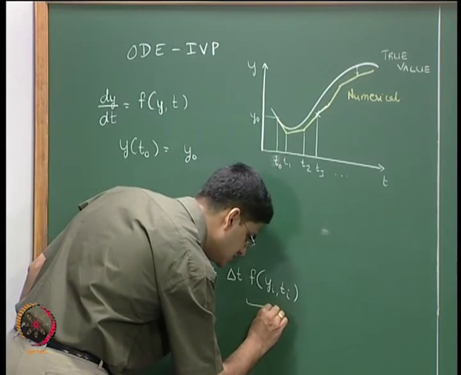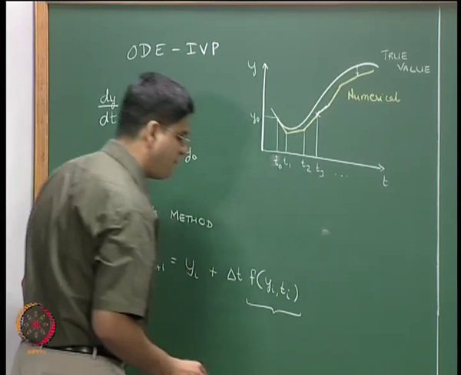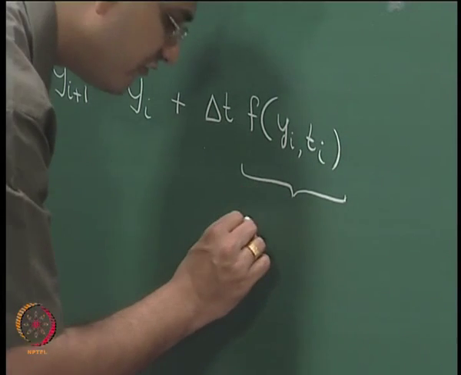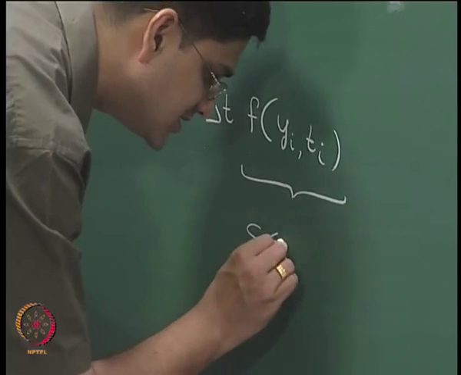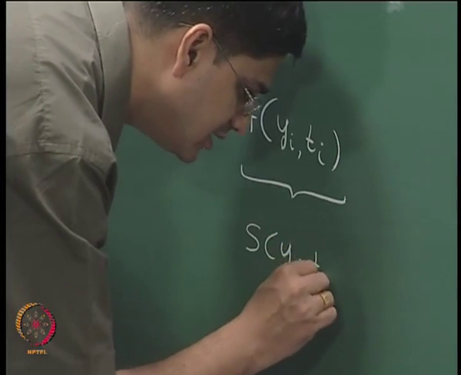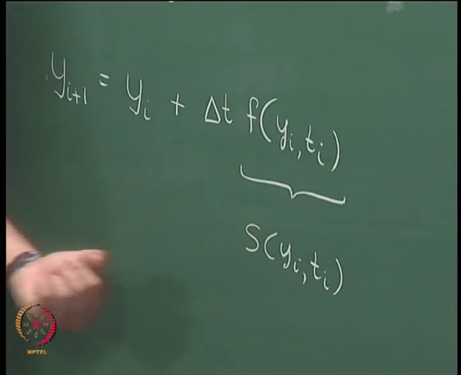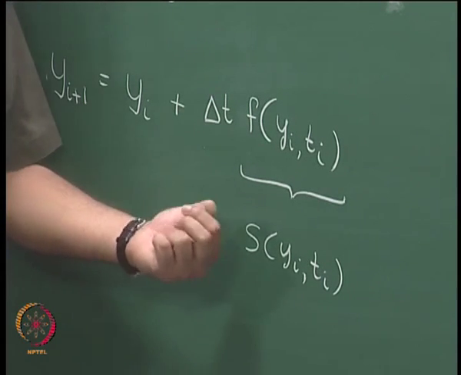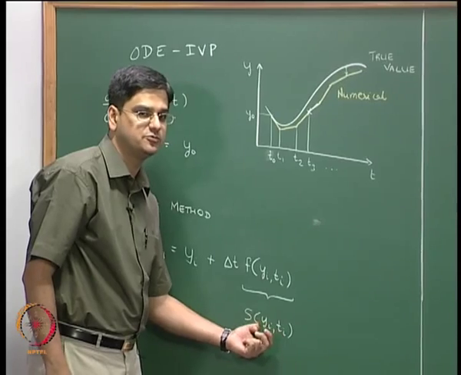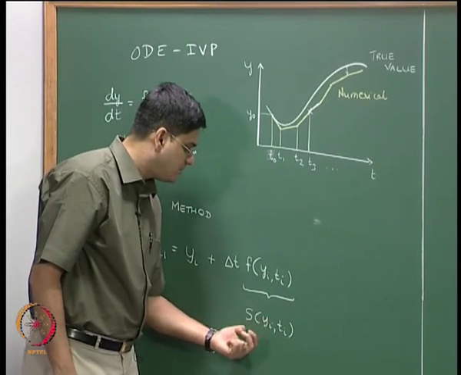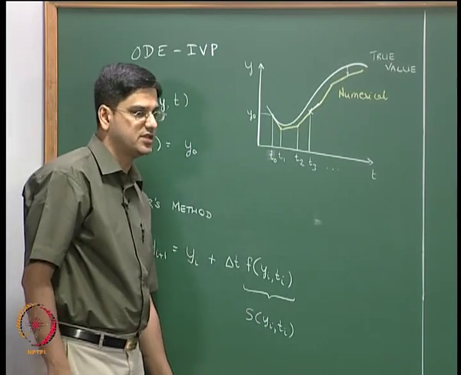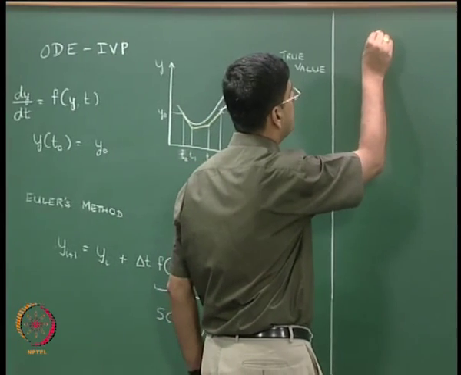What we said next is that instead of the function f computed at yi, ti, we can find a better way of getting this value of the slope. So instead of f of yi, ti, we replace that with s of yi comma ti. We concluded the previous lecture, lecture 1 of module 7, by saying that there are several methods which incorporate different ways of finding this particular s, and one family of the methods is known as the Runge-Kutta family of methods.